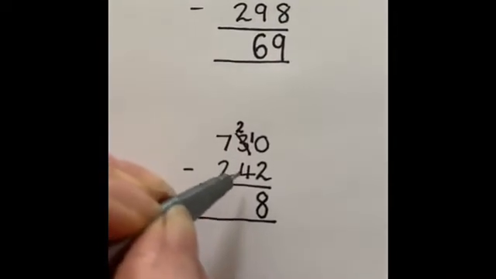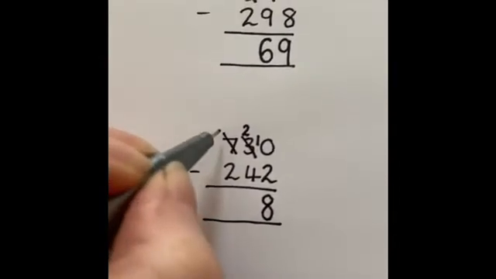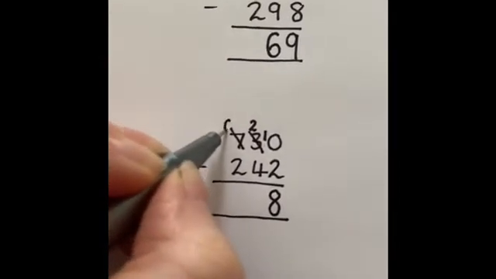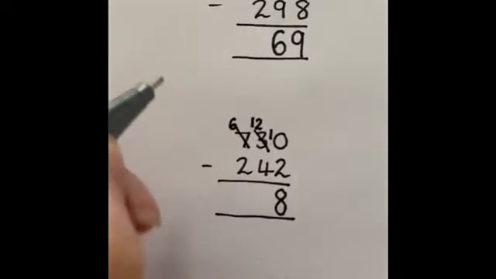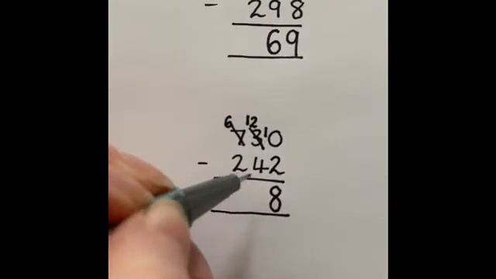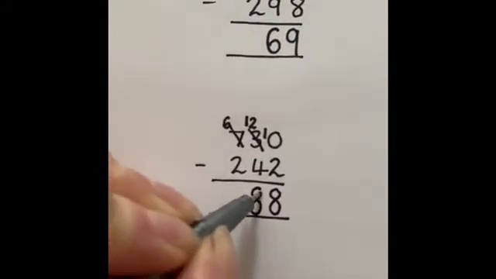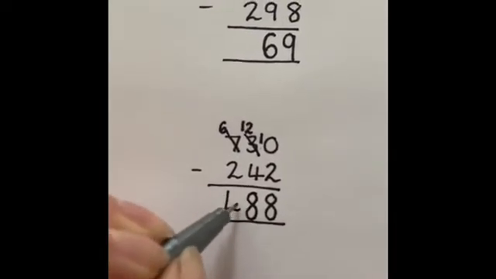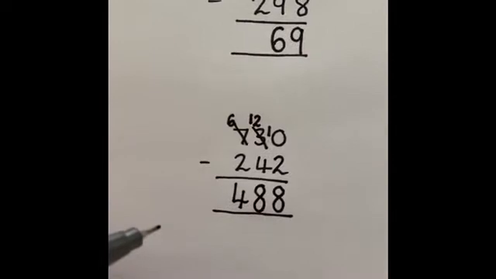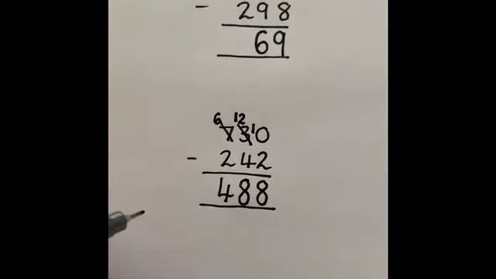2 take away 4, we've got more on the floor, so go next door to borrow some more. There's no longer 700s, there's only 6 left. The 100 I want is going to come and live right here. 12 10s take away 4 10s leaves me with 8 10s. And then 600s minus 200s is 4. So my final answer there, 488. Well done if you managed to get those.